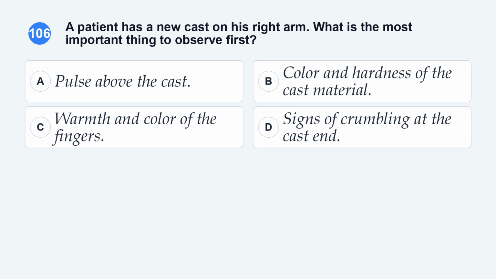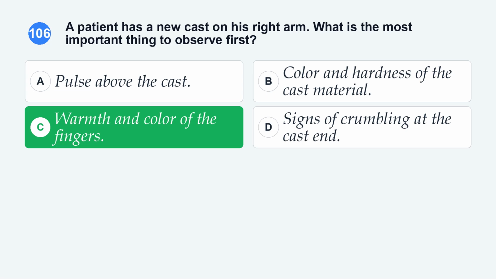Question 106. A patient has a new cast on his right arm. What is the most important thing to observe first? Option A, pulse above the cast. Option B, color and hardness of the cast material. Option C, warmth and color of the fingers. Option D, signs of crumbling at the cast end.